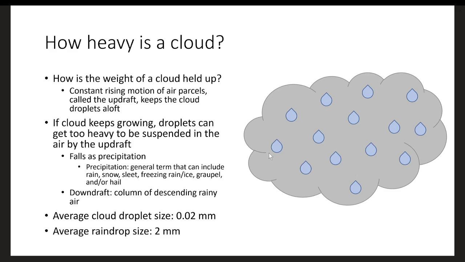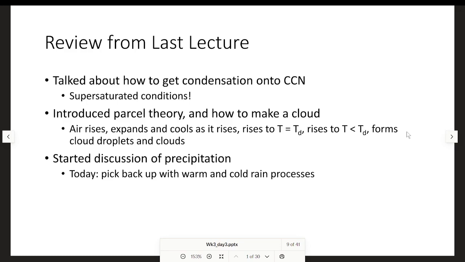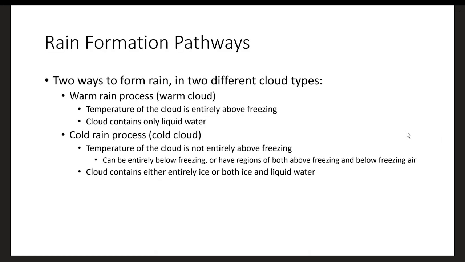Average cloud droplet size, 0.02 millimeters. Average raindrop size, 2 millimeters. Pretty impressive difference. Okay, that does it for this one, but I think we have one more PowerPoint for today. We talked about this just now.